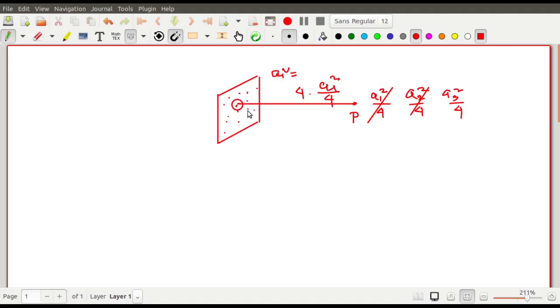You have blocked everything and allowed only the first half period zone, so the intensity comes out to be A1 square, which is nothing but 4 times that of the entire wavefront. That means the effect has increased drastically. So there has been an abrupt increase in the intensity. There has been an abrupt increase in intensity when you have used only one of the zones.